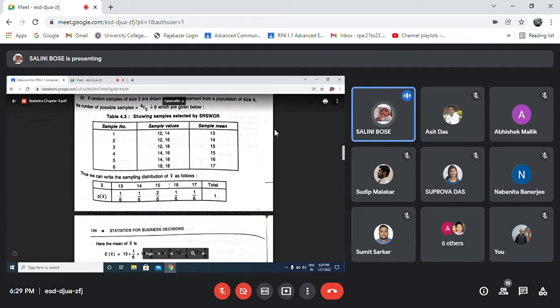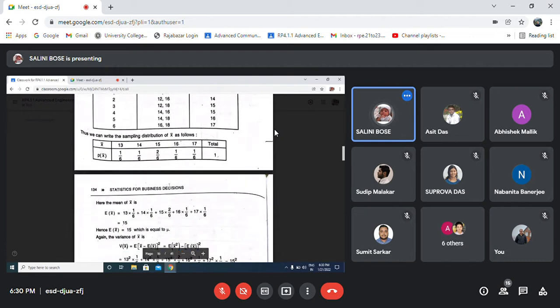And so from this, using the same formula, first we will find the E of x bar. E of x bar is nothing but summation of x bar p of x bar. So 13 into 1 by 6 plus 14 into 1 by 6 plus 15 into 2 by 6, 16 into 1 by 6, 17 into 1 by 6.